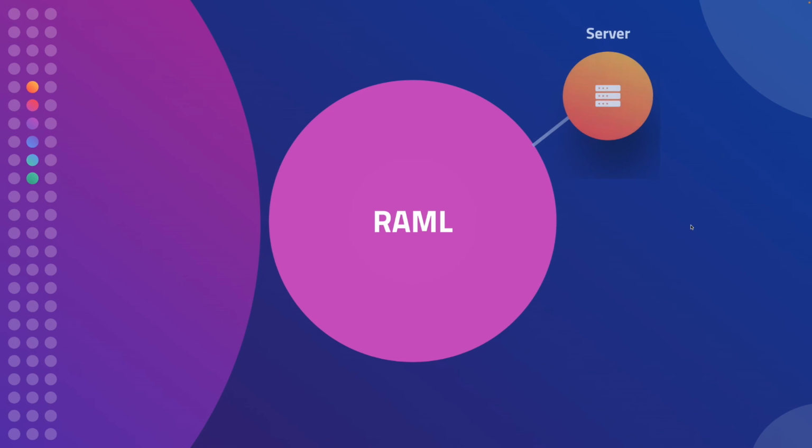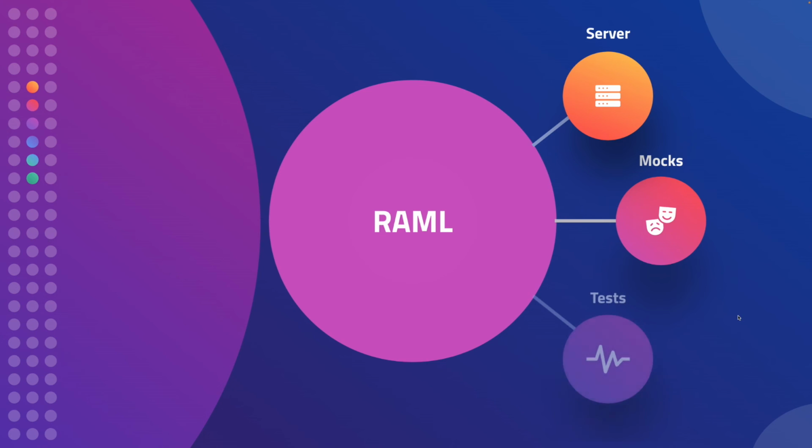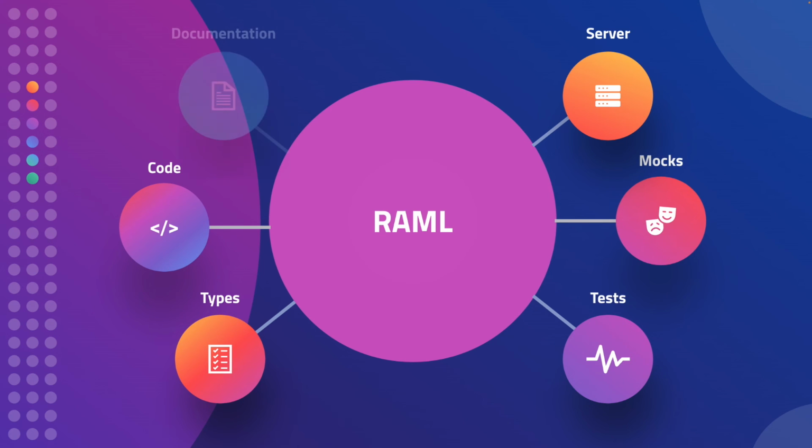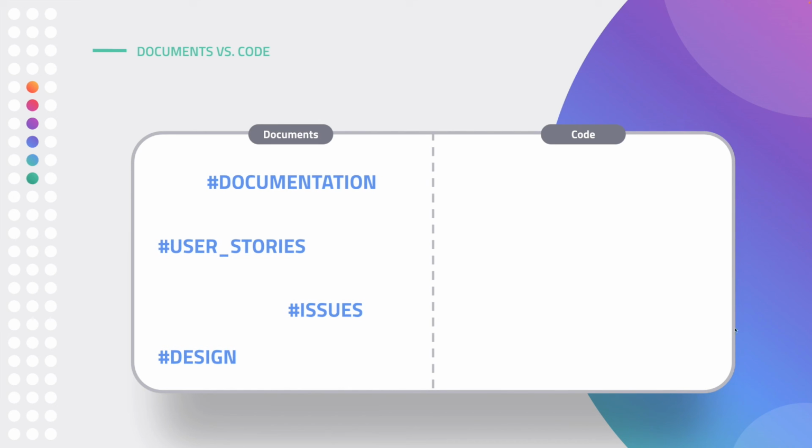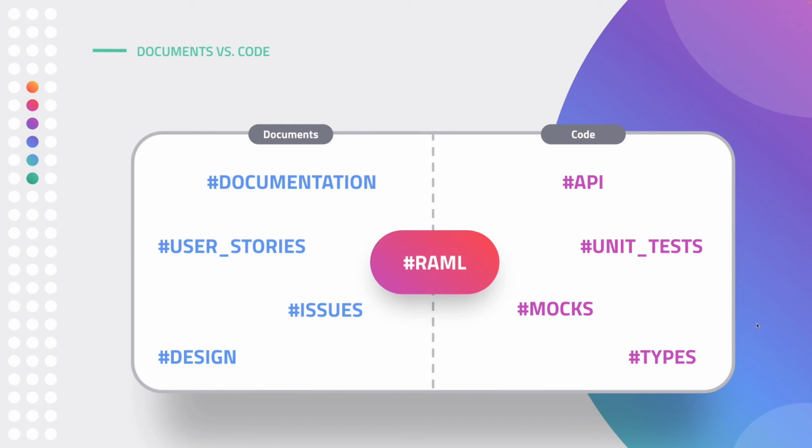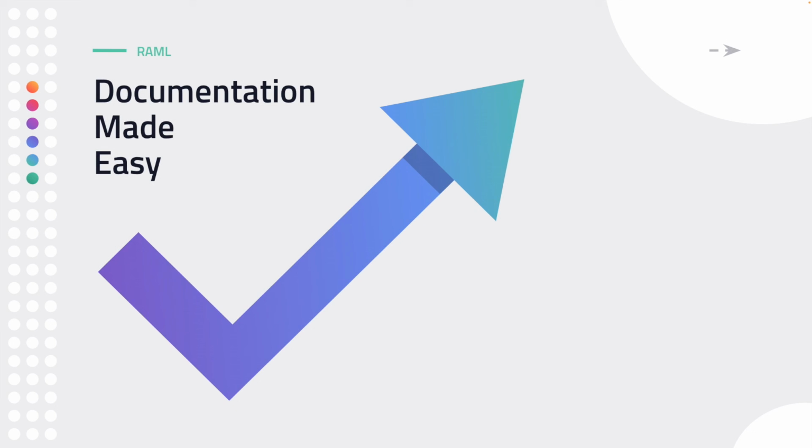In my last project, we spun up a server in our local environment. We created JavaScript mocks by generating a JSON file and using it as a JavaScript object. We used the mocks in our tests. We also generated TypeScript types out of the RAML file. We generated Go modules based on the specification, and of course we generated documentation. If I could draw a line between the things in a project that are related to documents and things that are related to code, I would place RAML right in the middle. RAML is between writing documentation, since it is a document with definitions, and code generation of API, tests, mocks, and more. So documentation made easy with RAML.